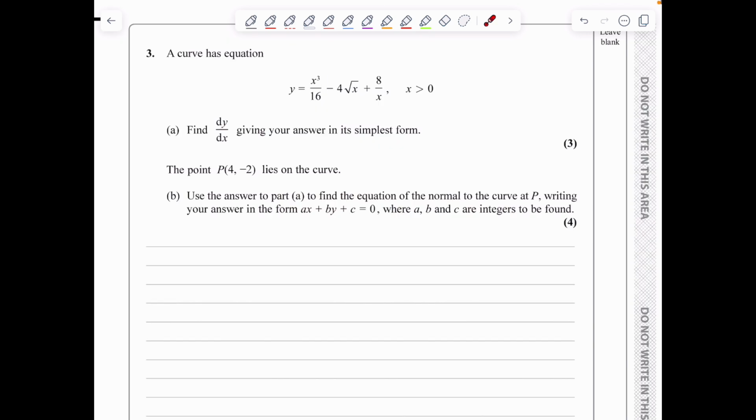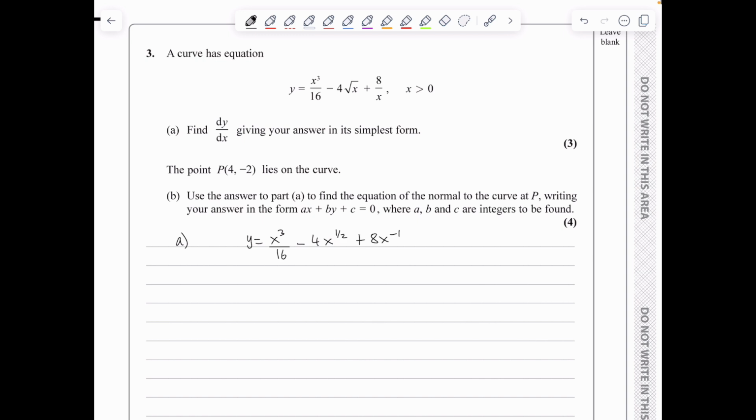In question 3, we've got the curve with this equation, and we need to find dy/dx, giving our answer in its simplest form. Well, I will start by writing the expression for y in index form. So we've got y = x³/16 - 4x^(1/2) + 8x^(-1).